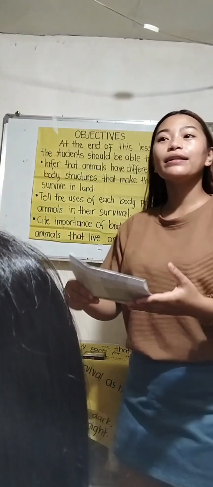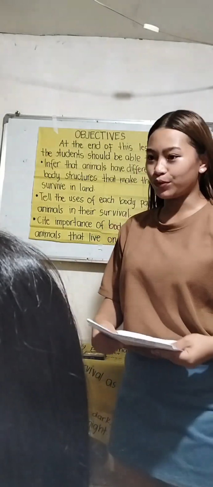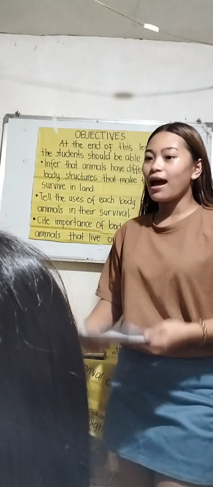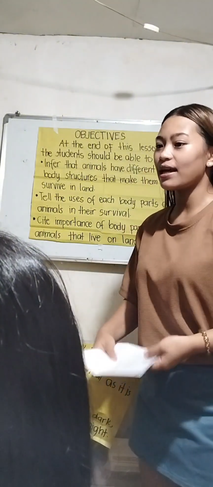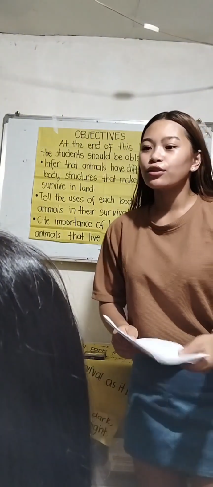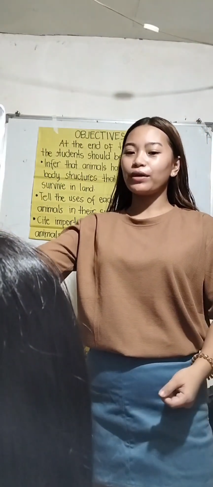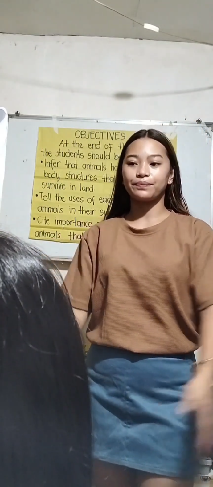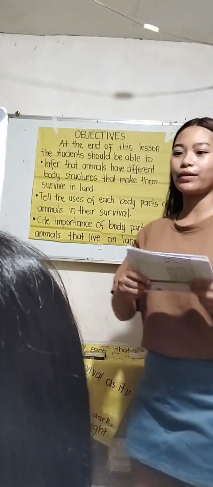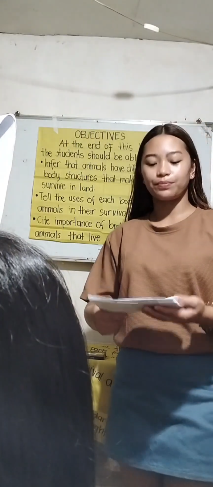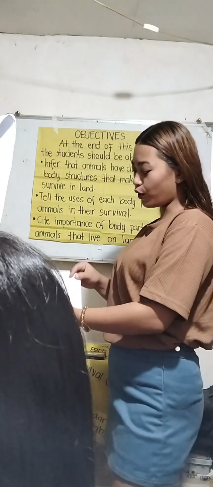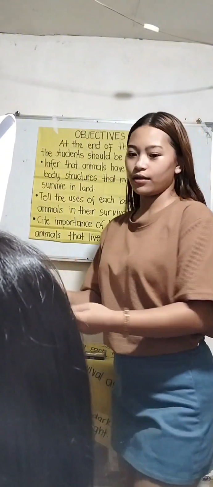Okay, class, I will divide our class into two. For each group, I want you to list down the animals having the given body parts and tell their uses. So, please go to your group. Group 1 here and group 2 here. Okay? I will assign a leader, secretary, and reporter for each group. And here are your activity sheets.